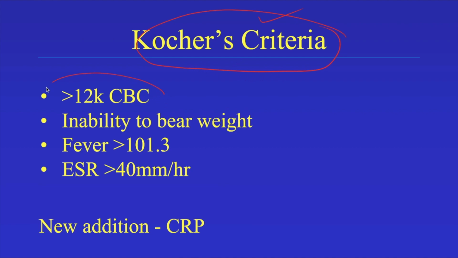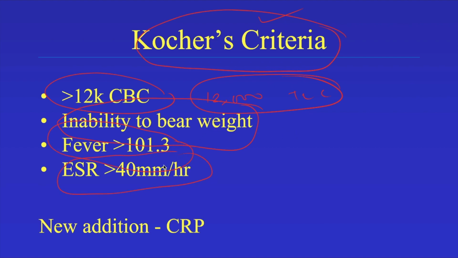A white blood cell count of more than 12,000 in the blood is a strong predictor. It is one of the criteria. The second criteria is inability to bear weight. The third criteria is fever more than 101.3 degrees Fahrenheit, and the fourth criteria is ESR more than 40 millimeters per hour. It has been shown that if four of these criteria are positive, then there is a 99.6% chance of septic arthritis.